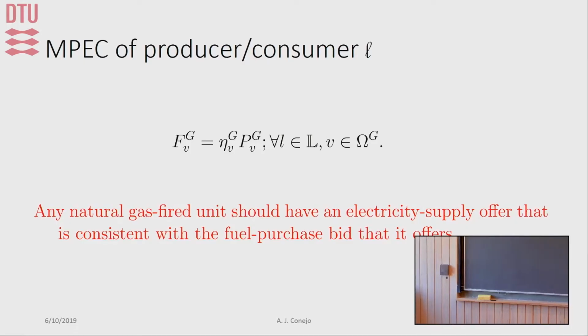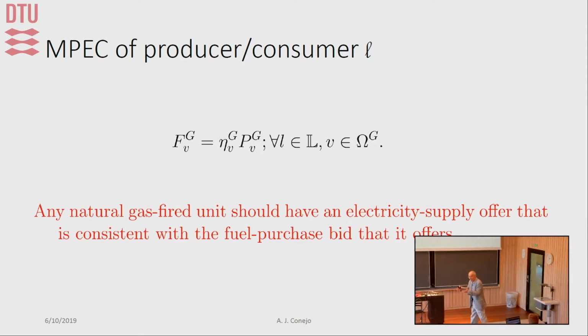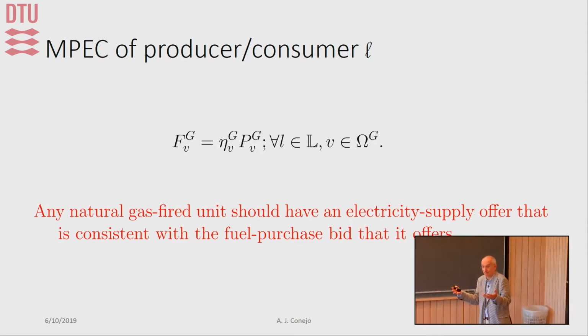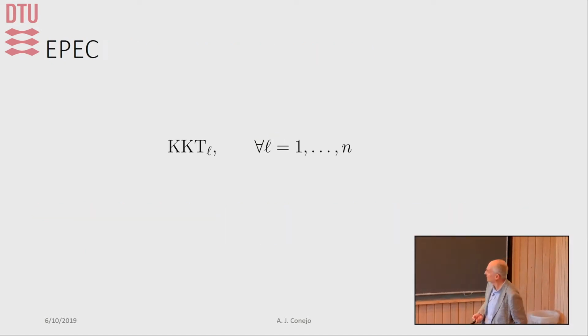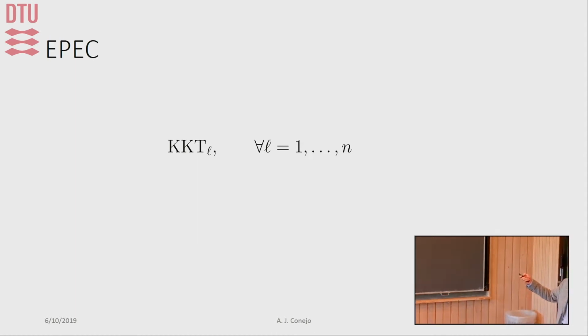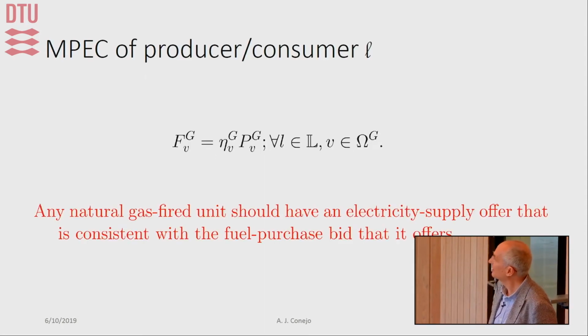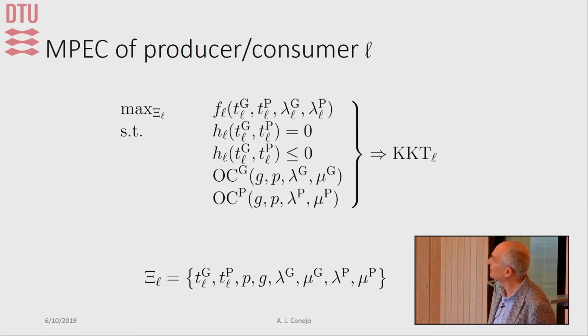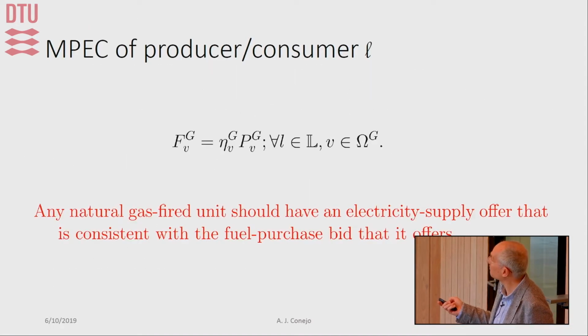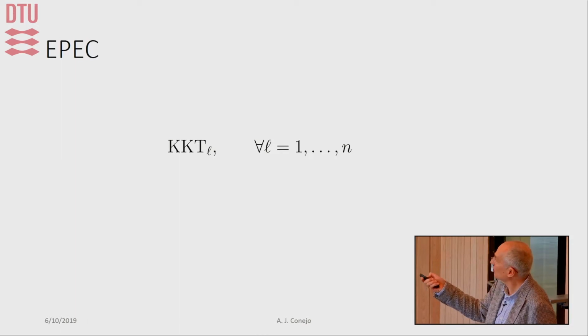And of course, if I impose those equations within the model I'm solving, then this happens because it's solving the model together. So what I have here is what we call an equilibrium problem with equilibrium constraints, because we have many problems of this type, one for every producer-consumer, and we have all of them together. And we call this an MPEC.